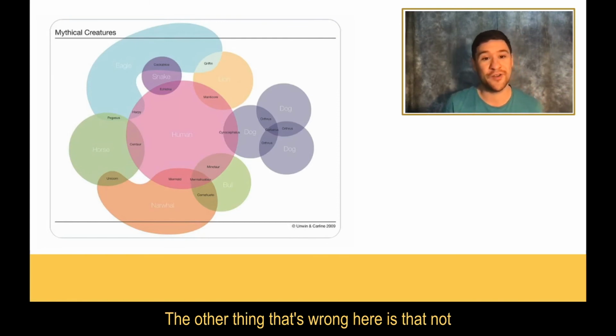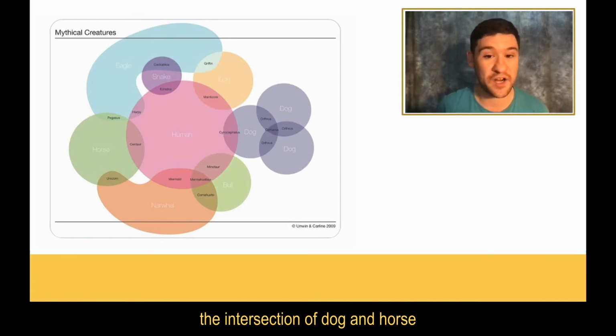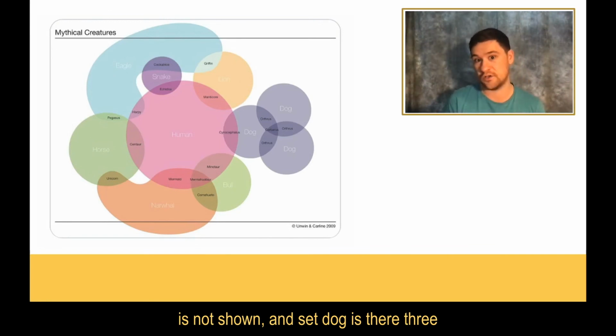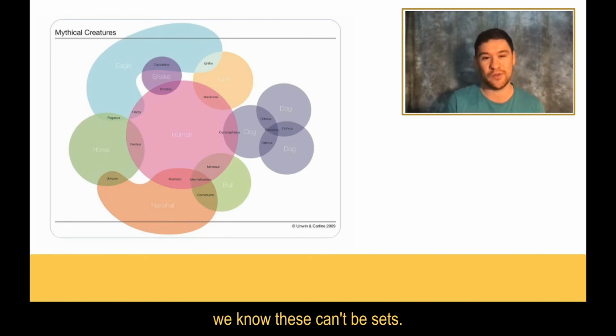The other thing that's wrong here is that not all intersections are shown. For example, the intersection of dog and horse is not shown, and the set dog is there 3 times. Elements are in there more than once. We know these can't be sets.